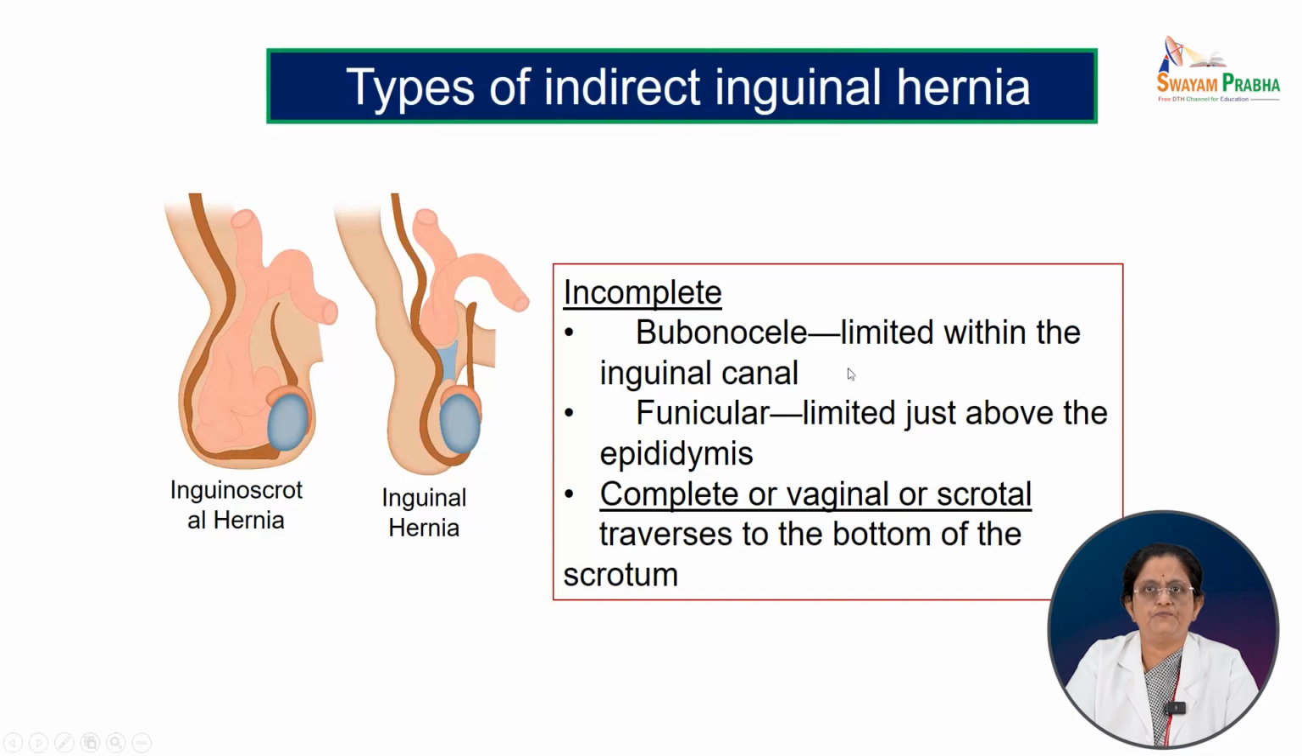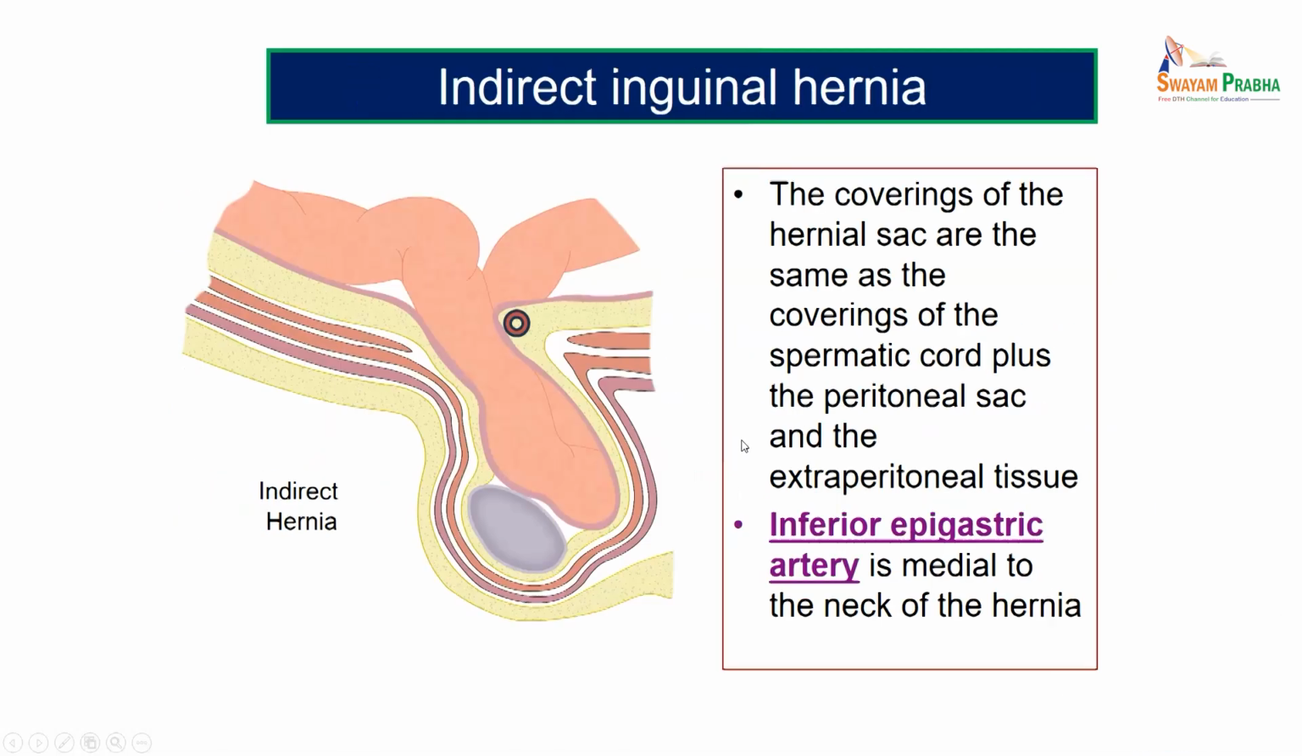So, there are types of indirect inguinal hernia. One is incomplete, another one is complete. Complete means it is called vaginal or scrotal, where the herniated contents extend till the bottom of the scrotum. It is called inguinoscrotal hernia. Sometimes it is incomplete, it can be limited, it can be in the inguinal canal only, it is called bubonocele. If it is limited just above the epididymis, it is called funicular. These are the types of incomplete indirect inguinal hernia.